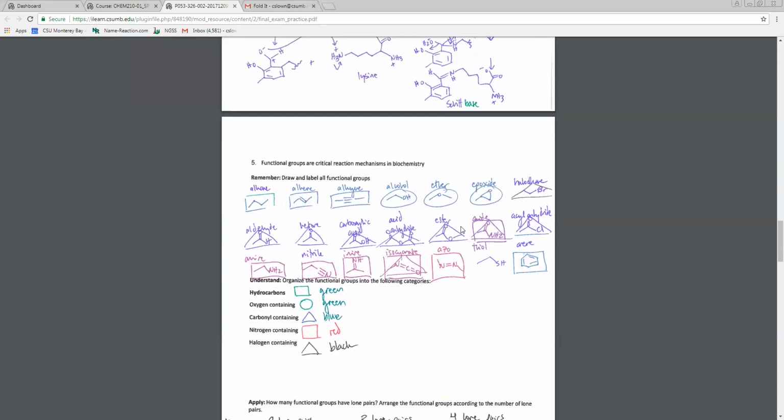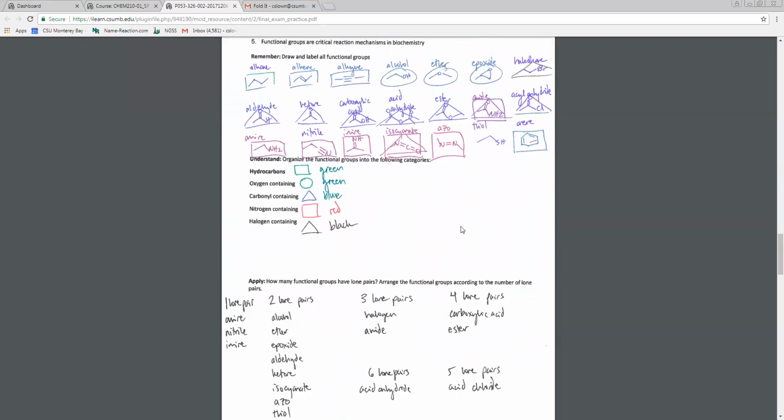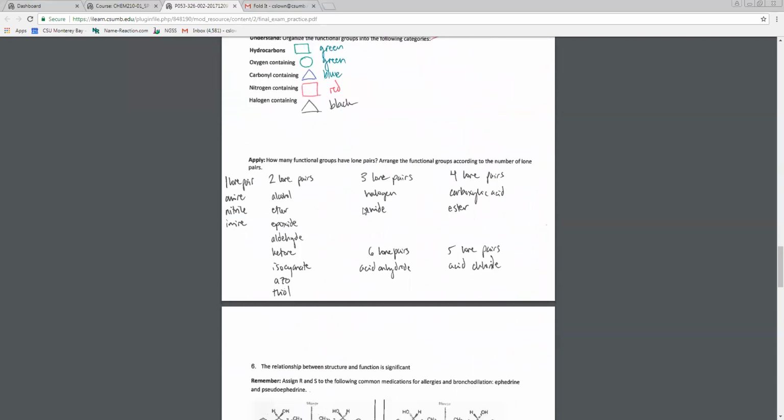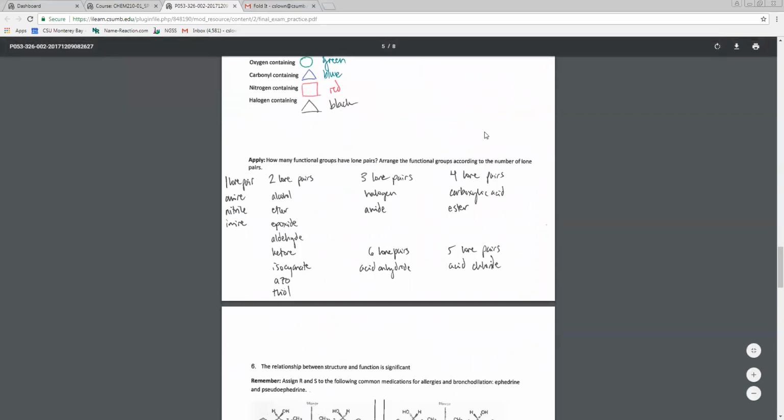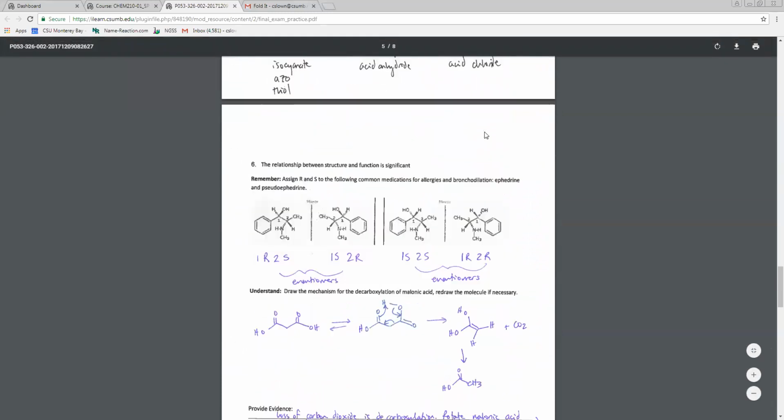Functional groups are critical to reaction mechanisms of biochemistry. So here are all of the functional groups that you need to draw and label. Notice I've also provided a key for how to organize them into the following categories. And then how many functional groups have lone pairs. You can arrange them according to the number of lone pairs.